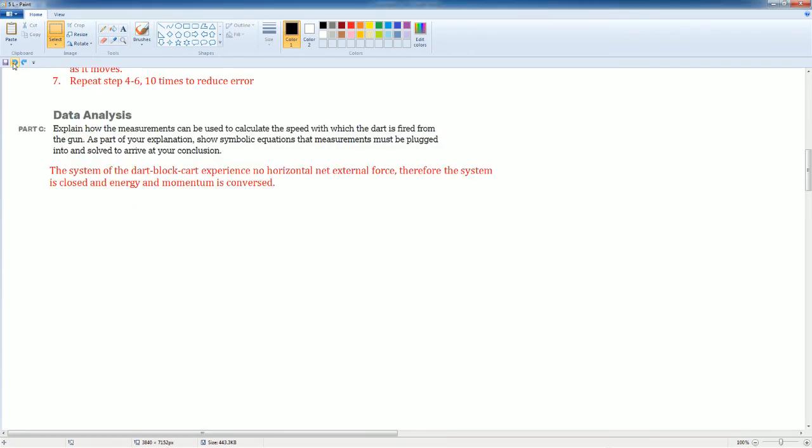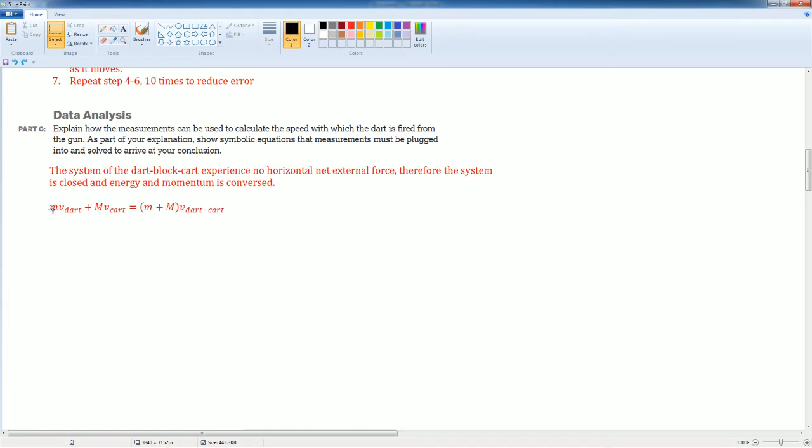First of all, you have to state that the system of the dart, block, cart, the whole system, experienced no net external force in the horizontal direction. So none of the energy was released. It didn't experience an external work, right? The system is closed. Therefore, energy and momentum are conserved. Once you state that, you're allowed to write this equation. This is the momentum equation that describes an inelastic collision.